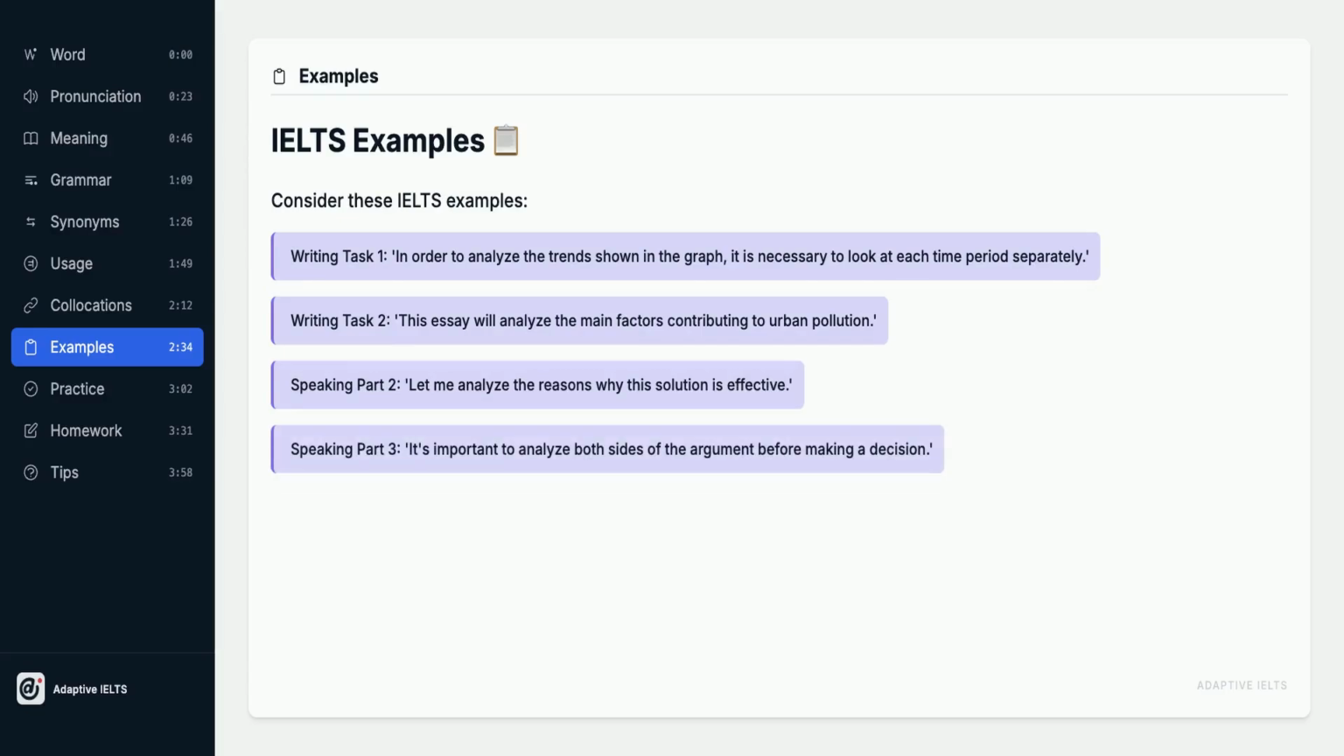Writing Task 1. In order to analyze the trends shown in the graph, it is necessary to look at each time period separately. Writing Task 2. This essay will analyze the main factors contributing to urban pollution. Speaking Part 2. Let me analyze the reasons why this solution is effective. Speaking Part 3. It's important to analyze both sides of the argument before making a decision.